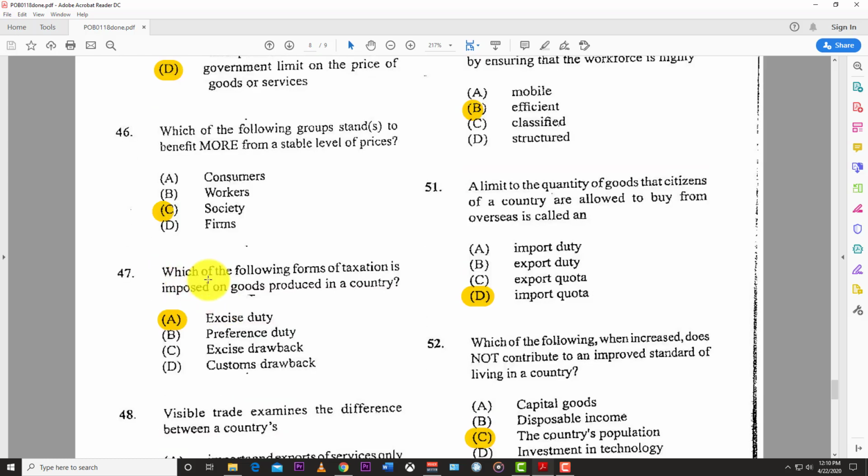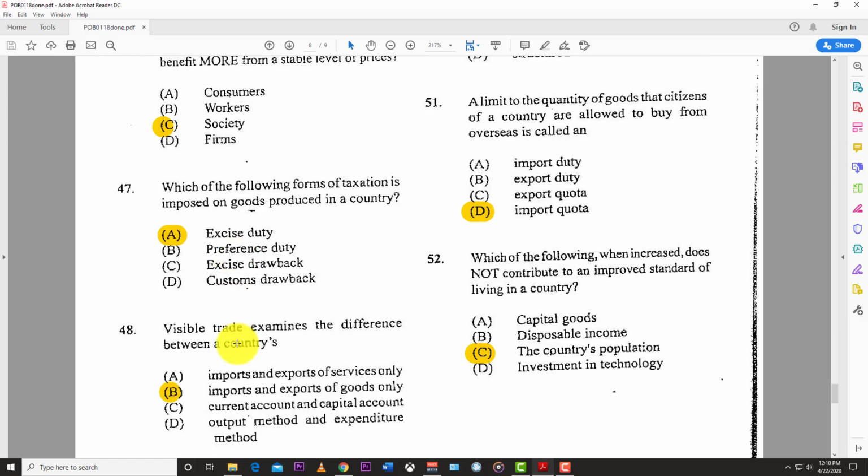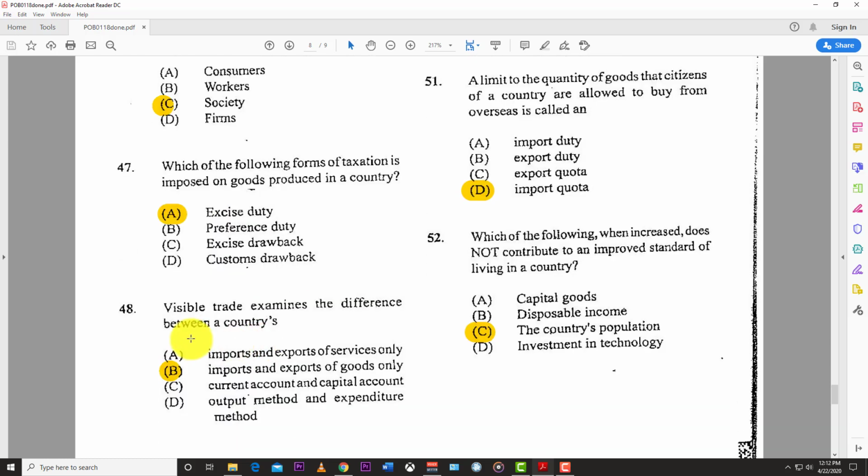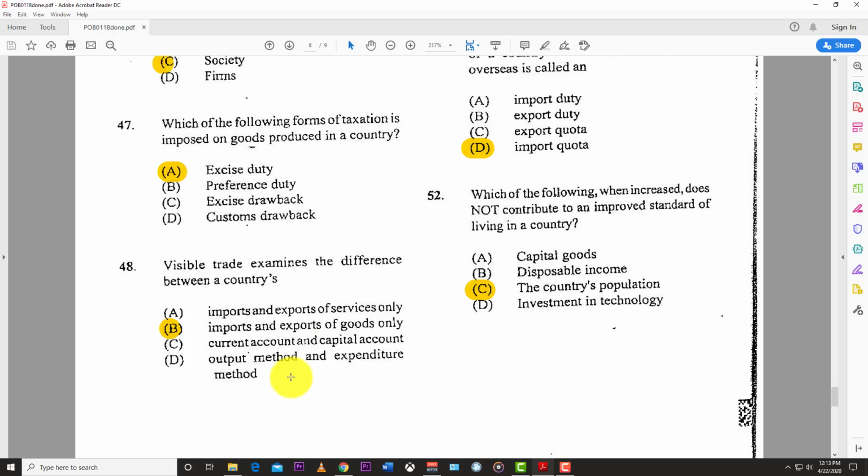47. Which of the following forms of taxation is imposed on goods produced in a country? And the best answer is A, excise duties. 48. Visible trade examines the difference between a country's imports and exports of goods only. So visible is about the goods. Invisible is about the services. So visible is about the goods.